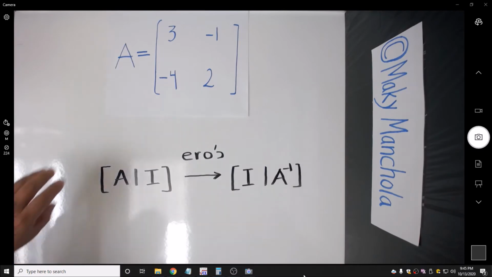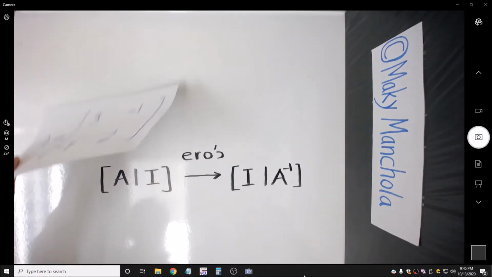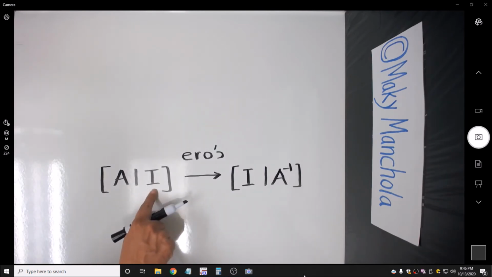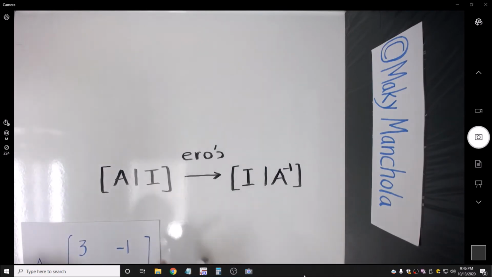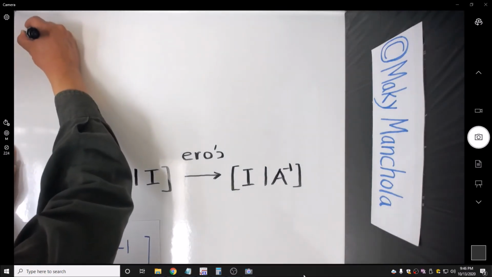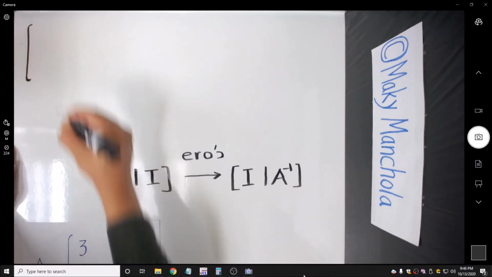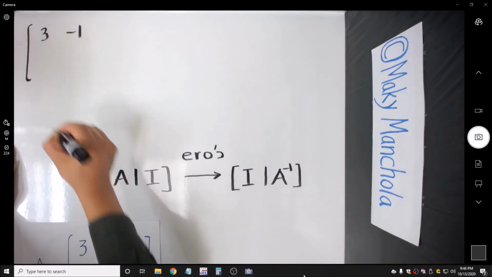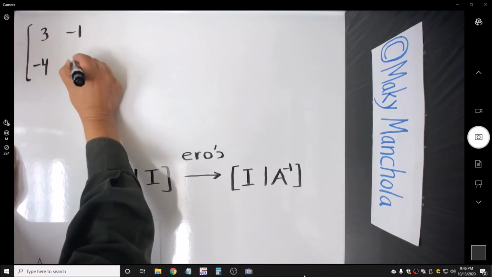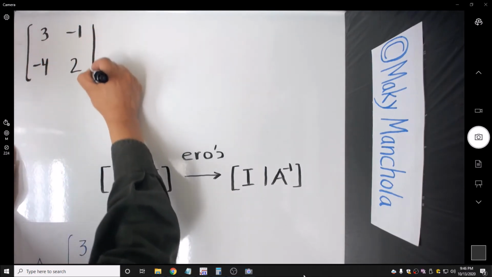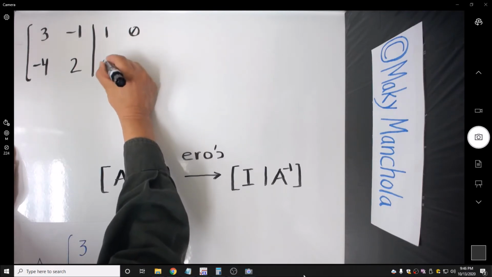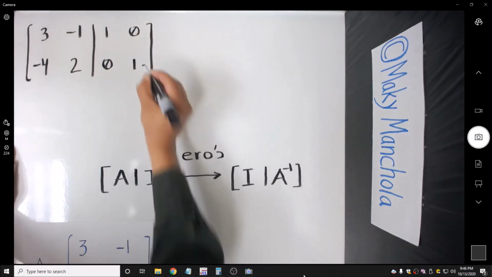So let's begin. Let's form our augmented matrix with a left block A, right block the 2 by 2 identity matrix. 3, -1, -4, 2, and then 1, 0, 0, 1.